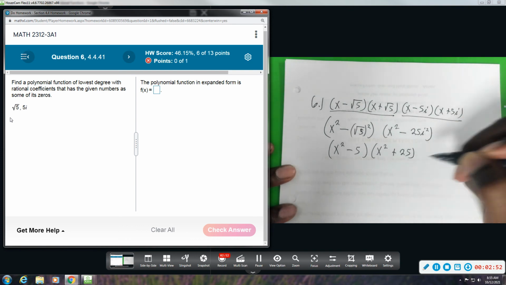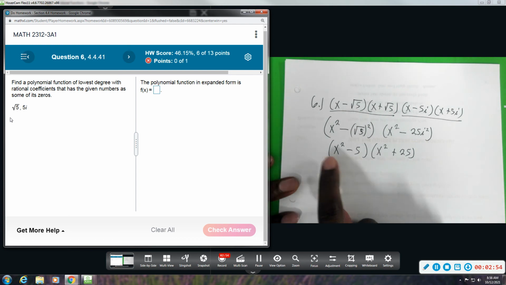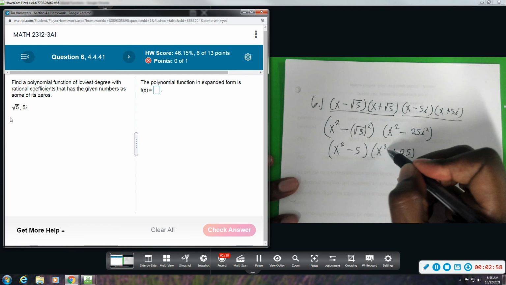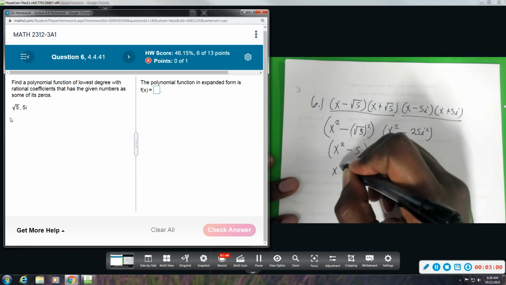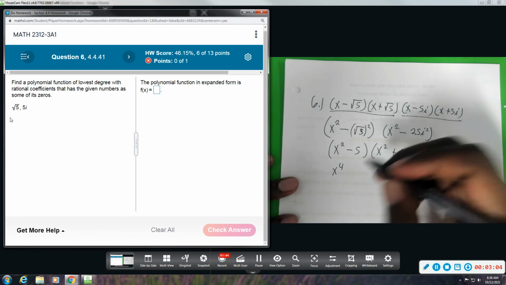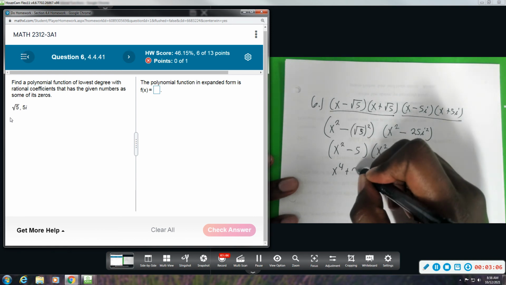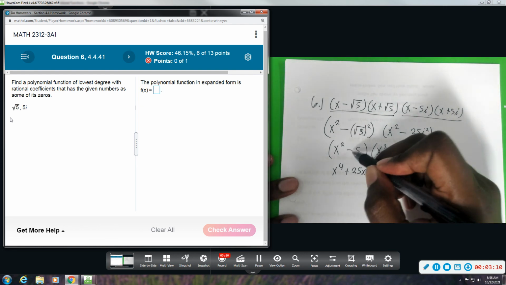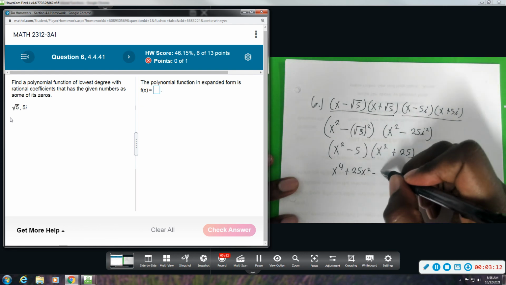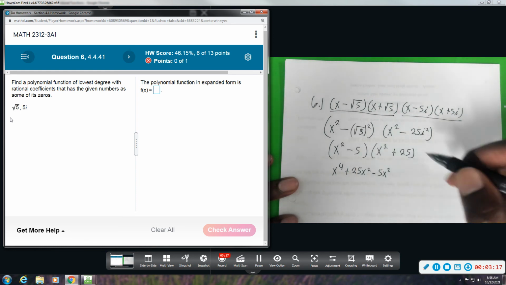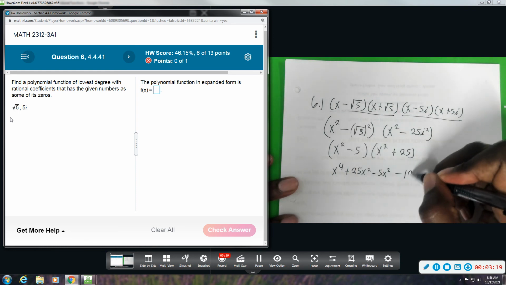All right, and then the last thing we'll do is we're going to distribute. So we'll do x squared times x squared. That's going to give us x to the 4th. x squared times 25 is going to give us a positive 25x squared. And then negative 5 times x squared will be a minus 5x squared. And then negative 5 times 25 will give us a negative 125.